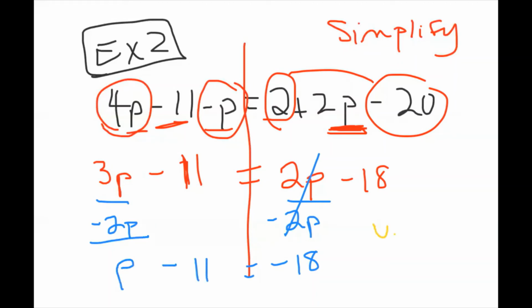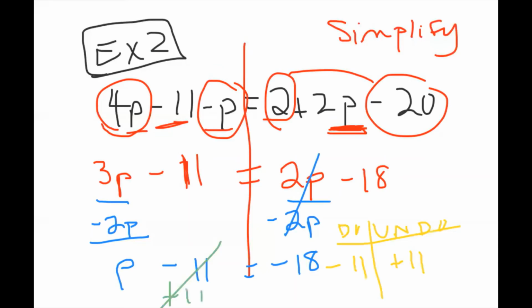Now we can do that do and undo chart. What's being done to p first is I'm subtracting 11, and that's all that's happening to p. So over here on my undo side, I need to add 11 to both sides in order to find my answer. So when I add 11 over here, it cancels. So I just have p left over here. And then when I add 11 on this side, negative 18 plus 11 is going to give me negative 7, okay?